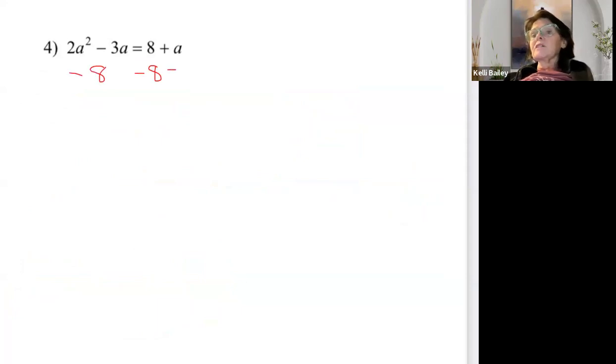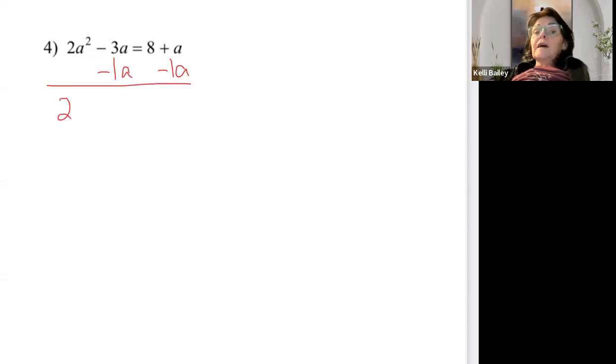Let me try to do this a little bit cuter. I'm going to start with minus a, and I'm going to put it under here. And that's minus 1a. And then let's do it one at a time. So 2a squared, minus 3 minus 1 is going to give me minus 4. So minus 4a equals 8.